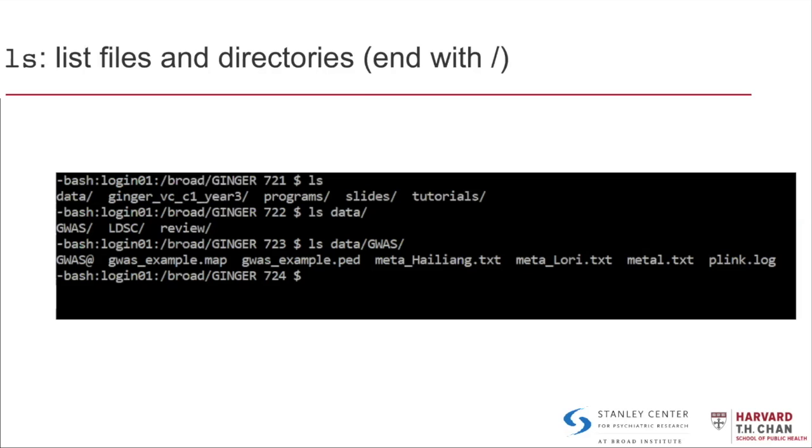Then let's say we want to know what the files and directories are inside one of these directories, for example the data directory. Then we're going to type ls data/, and it's just going to give us the files and directories inside data. Similarly, if we want to see the files and directories inside the data GWAS directory, we're just going to type ls data GWAS.